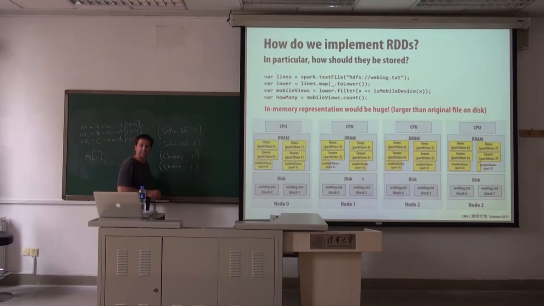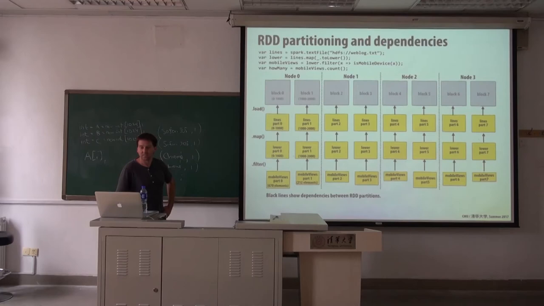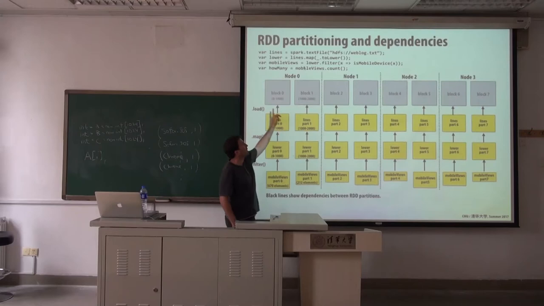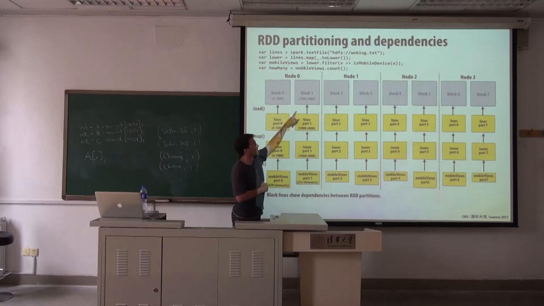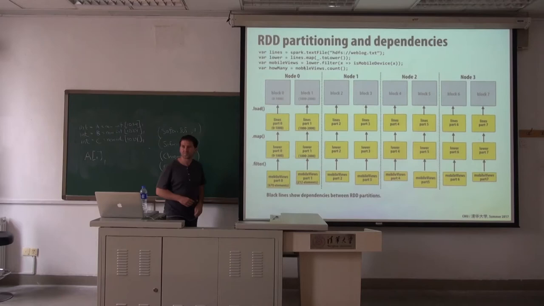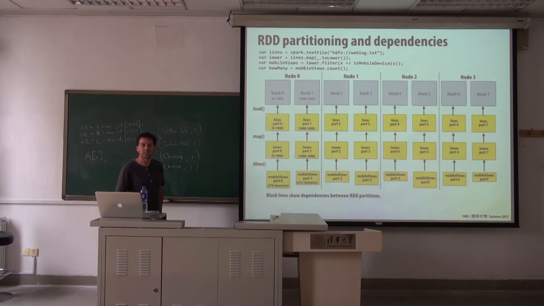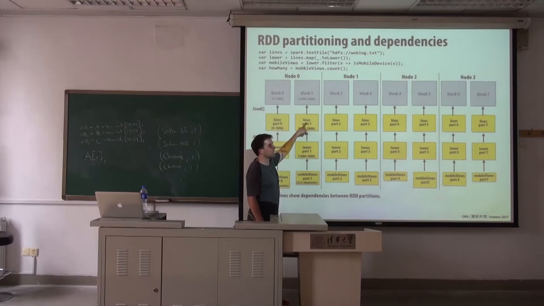So let's look at the dependencies for this program. I'm keeping the program up here. So these are the blocks of the file. And if those are the blocks of the file, well, there's different parts of the other RDDs that depend on the blocks of the file. So there's one part of lines that depends on block 0 of the file. Well, there's another part of lines that depends on block 1 of the file. And this block depends on this, and so on and so on. Okay with this diagram? Like, this part of the RDD lines does not need this information from block 0, and so on and so on.